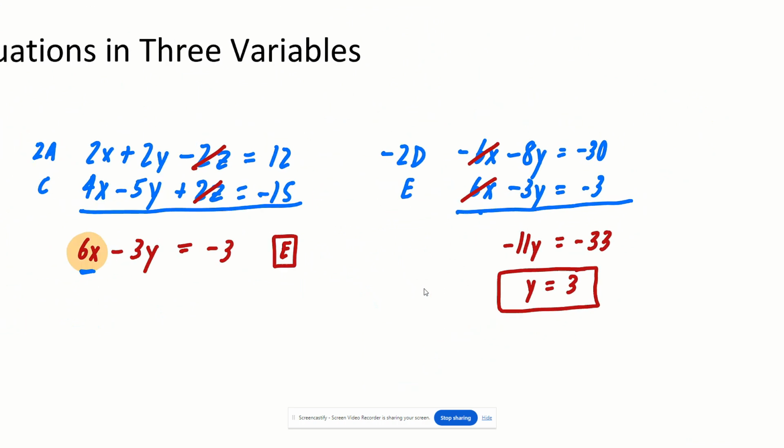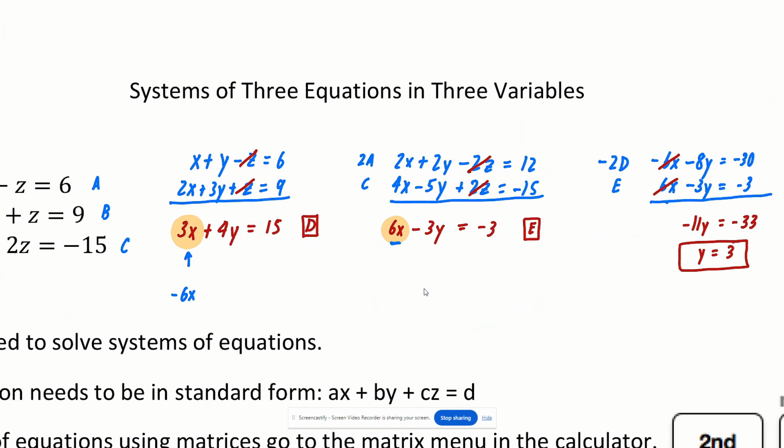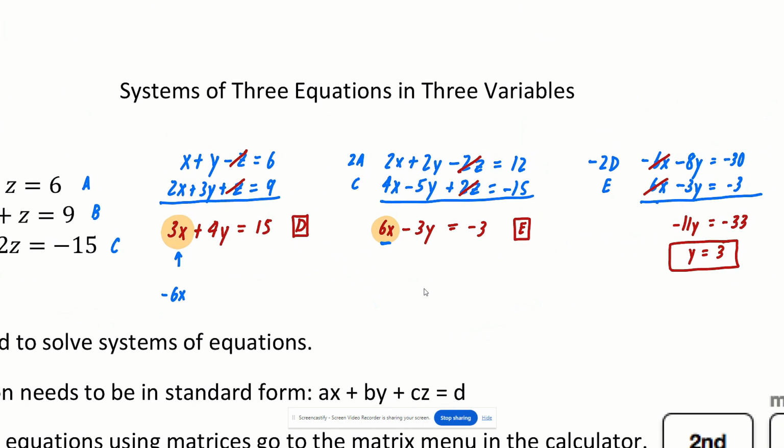Now, how does that allow me to solve for the rest of them? Well, I can go back to D or E now. It doesn't matter which one you pick, D or E, and I can solve for my x because I can plug that 3 into it. So which one you want to go with doesn't matter. I'm going to go with E, and I'm going to plug that in.